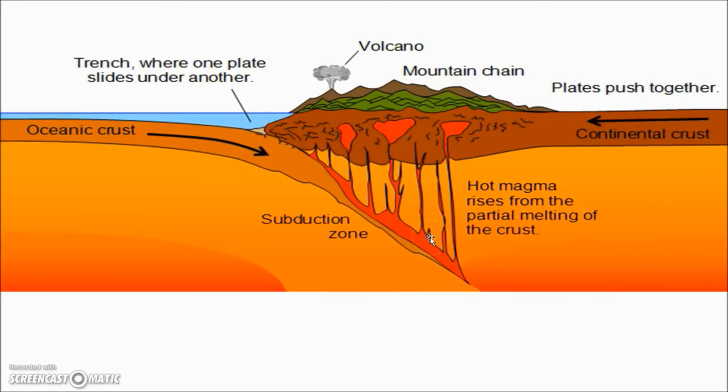And one of the features that you're going to notice at this convergent boundary, you're going to start to see a lot of volcanoes. And here you see lava pressure building up here, and that's going to bring magma and lava very close to the surface, and that's going to encourage the formations of volcanoes.